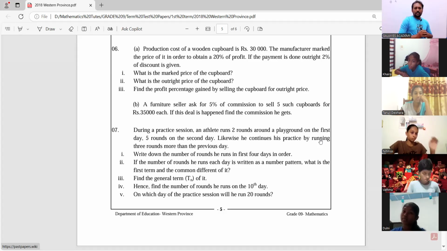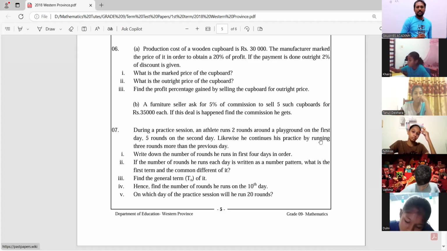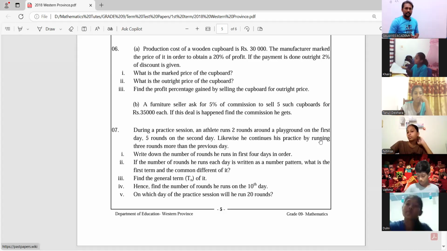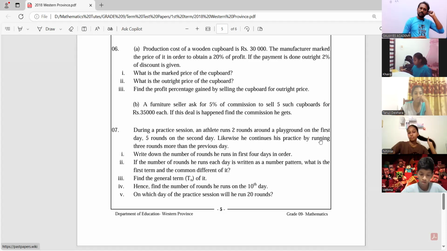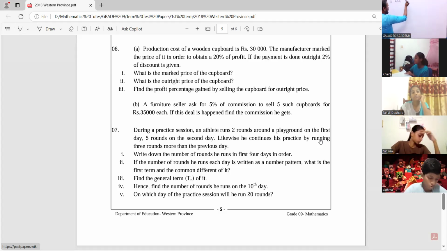5 rounds on the second day. Likewise, he continues his practice by running 3 rounds more than the previous day, right? So the next day should be 5 plus 3, 8 rounds, no? The next day, 8 plus 3, 11 rounds.